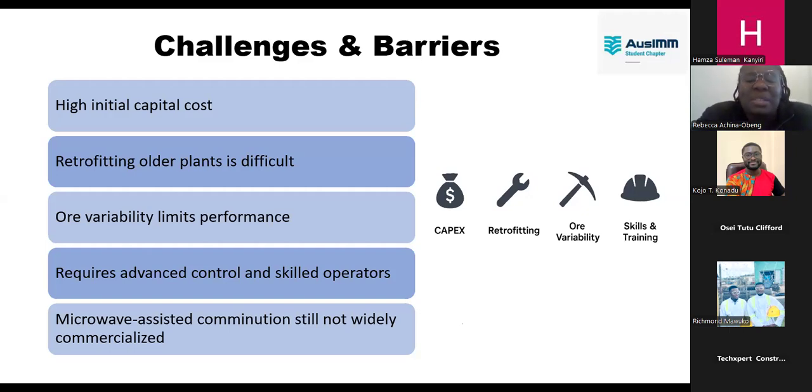Okay, so we look at microwave-assisted comminution. That one has specific scalability issues. Right now it is at the pilot and lab scale. But overall, looking at all these challenges and barriers, we still know that while the energy benefits are clear, successful implementation requires strong economic justification, robust ore characterization and technical skills, and planned integration strategies.